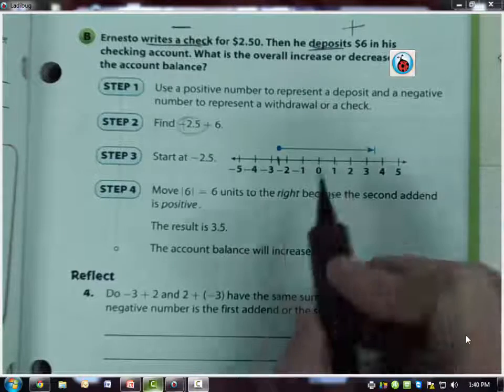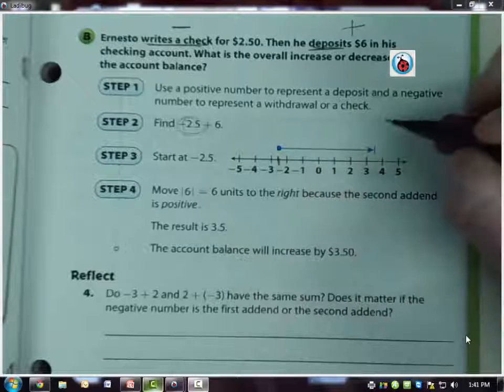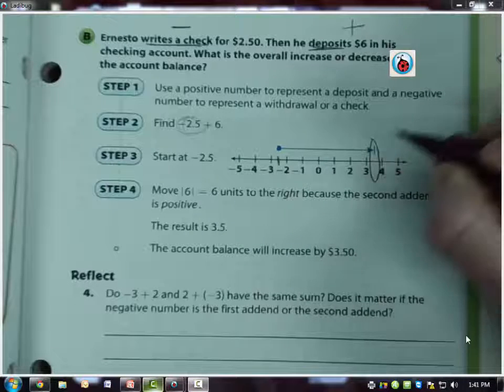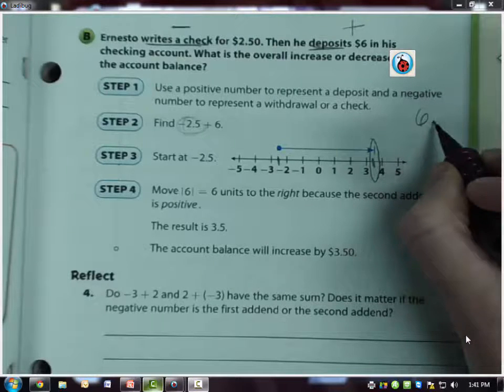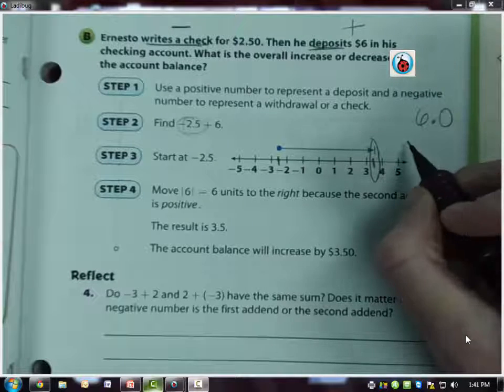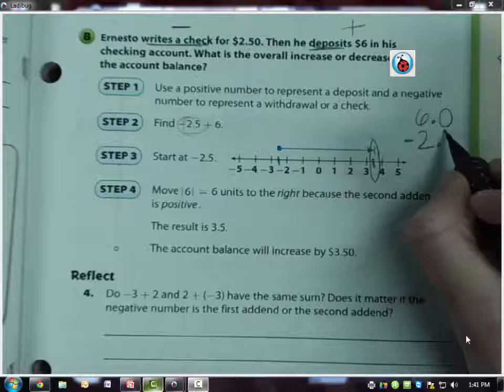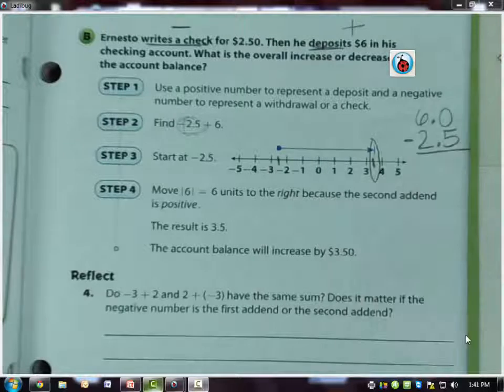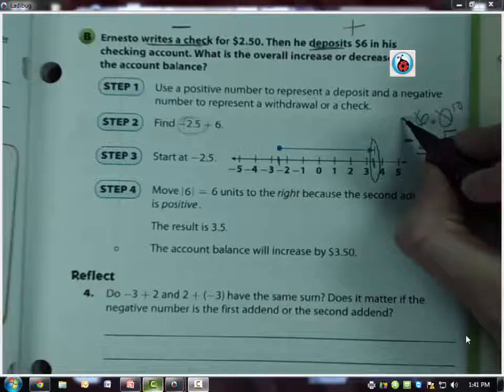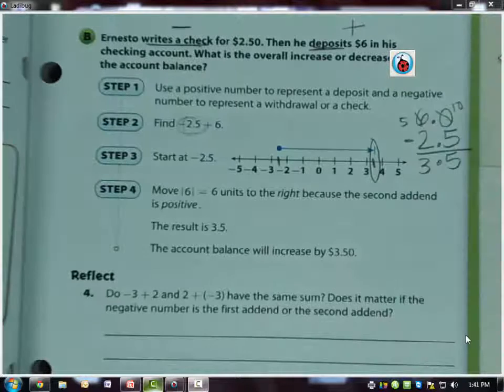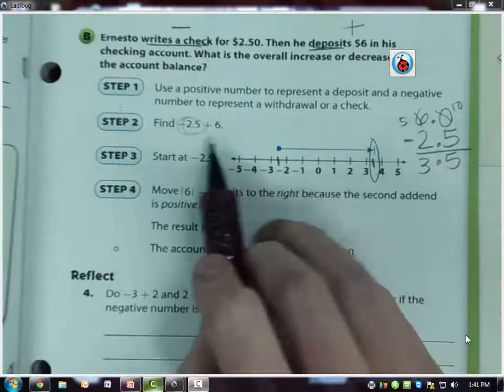Now a lot of you are like, Miss Smith, why do we have to use the number line? Okay, well, let's do it without the number line. If I have 6 minus 2.5, I'm going to end up with the same answer, 3.5. Who's bigger? 6. The positives override the negatives, so that's why we end up with a positive if we didn't use the number line. This is exactly what we did last week, but now we're using number lines.